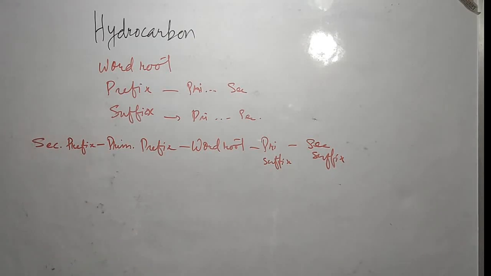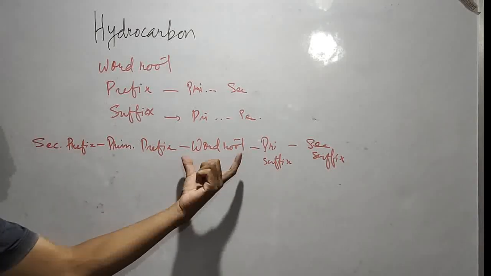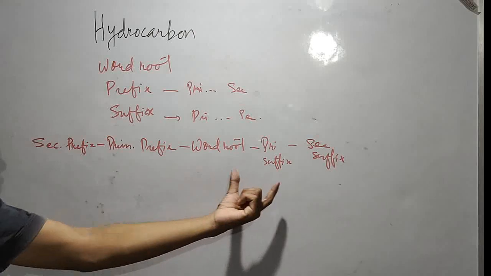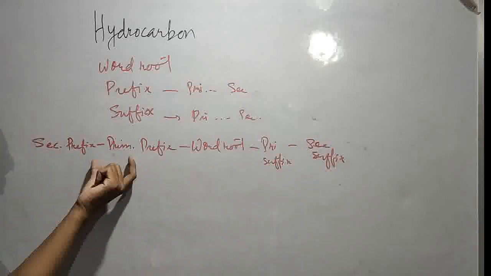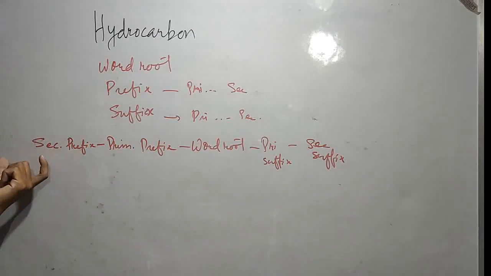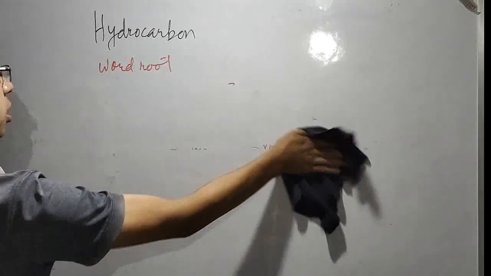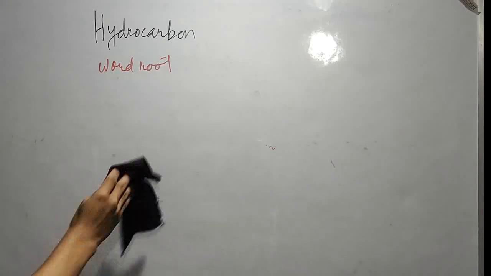Now let us see one by one. What do we find under word root? What do we find under primary suffix and primary prefix? What do we find under secondary suffix and secondary prefix? Let's see one by one. Let's first deal with the word root.